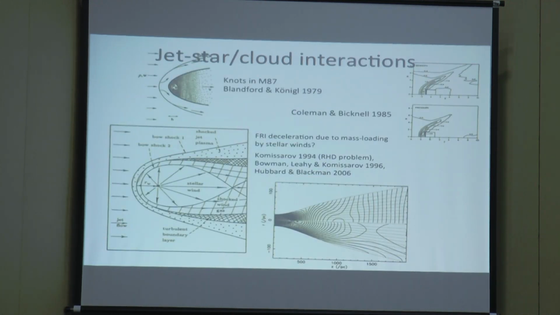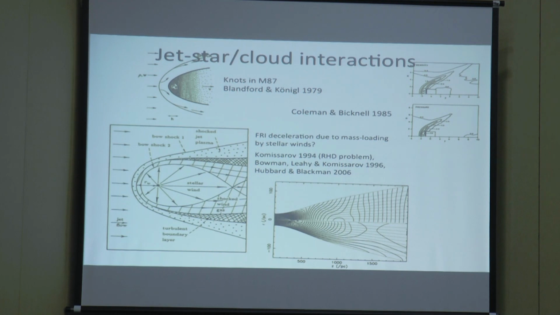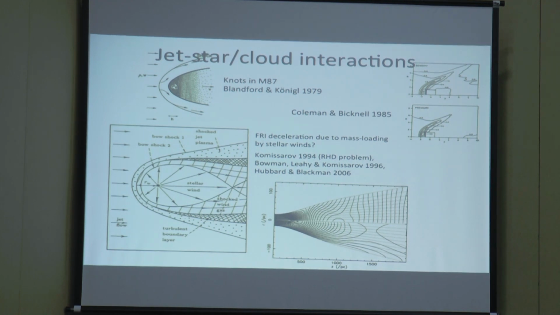One of the processes that could lead to this result could be jet and star cloud interactions. It was suggested as a scenario for knots in M87. Now we know that in that case, those knots in the boundary of the jet, correct me if I'm wrong, are basically the jet-ambient interaction in the shear layer.